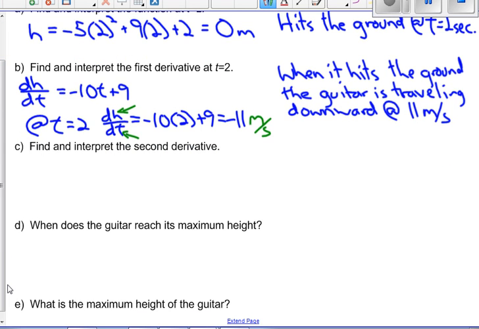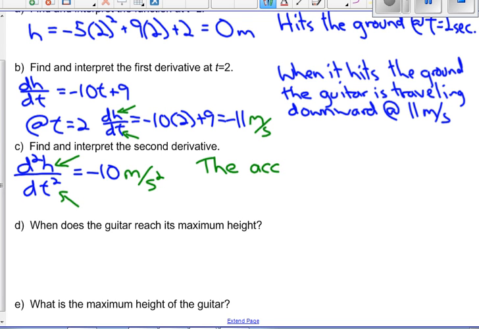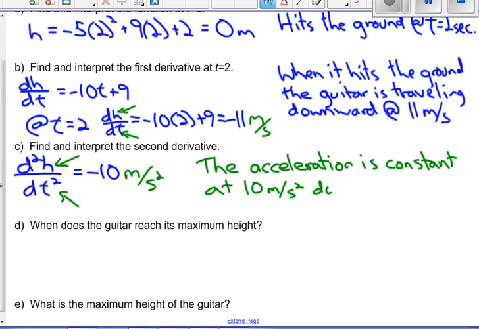Find and interpret the second derivative. Well, that's just the derivative of the derivative. What would it be measured in? It would be measured in, and this is why the Leibniz notation is great, height, which is meters, over time squared, so per second per second. So this is meters per second squared. That's a measure of acceleration. What we know is the acceleration is downward and constant, at 10 meters per second squared downward.